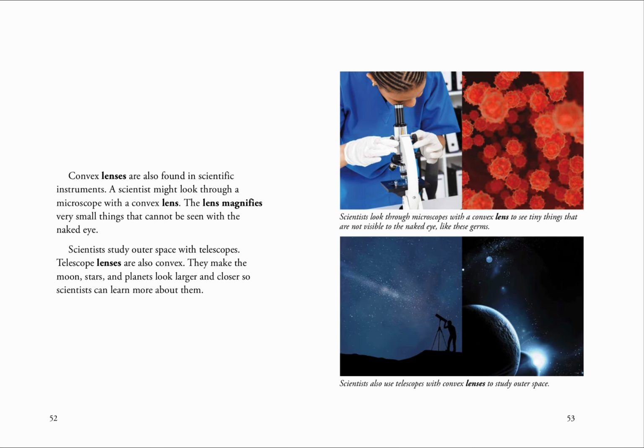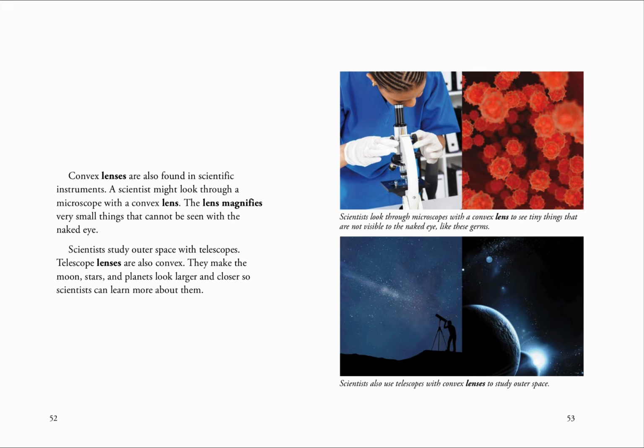Convex lenses are also found in scientific instruments. A scientist might look through a microscope with a convex lens. The lens magnifies very small things that cannot be seen with the naked eye. Scientists study outer space with telescopes. Telescope lenses are also convex. They make the moon, stars, and planets look larger and closer so scientists can learn more about them.